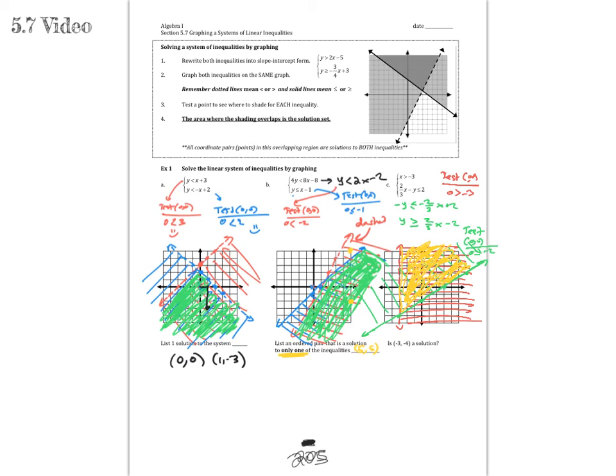Okay, then finally this question asks, is negative 3 comma negative 4 a solution? Let's see, I go to find that point, I'm going to draw it in blue here. Negative 3, negative 4. Is that point a solution? Well, it's on the solid green line, so that's good, but it's on the dashed red line. The dashed means just greater than. So negative 3 is not greater than negative 3. So the answer is no, that is not a solution. It would have to be a solid line for it to be a solution.